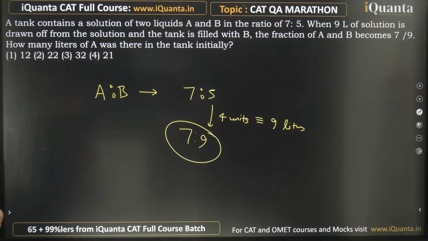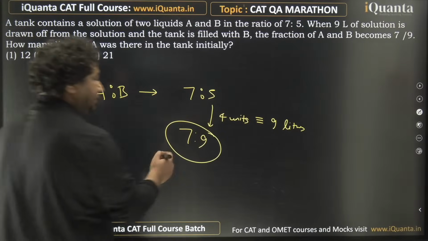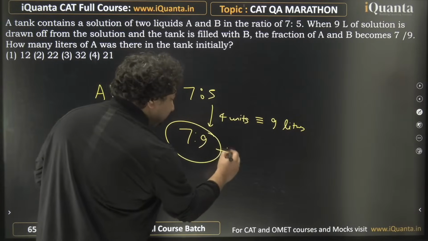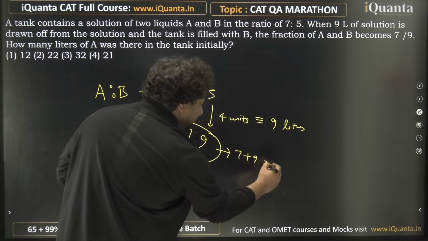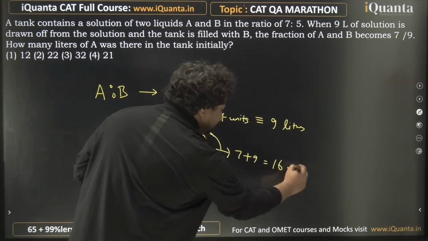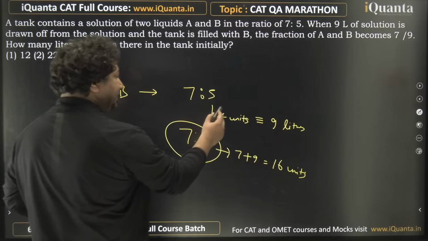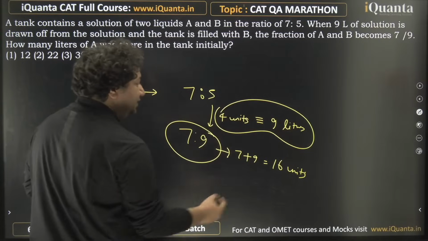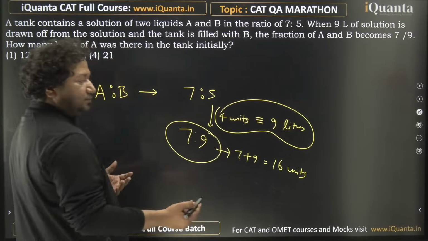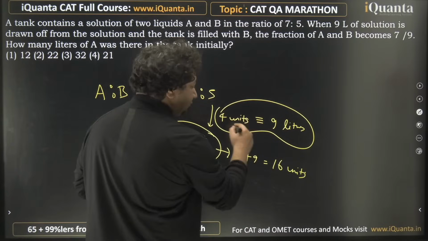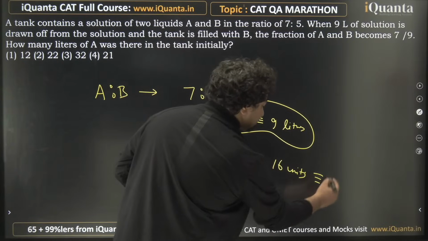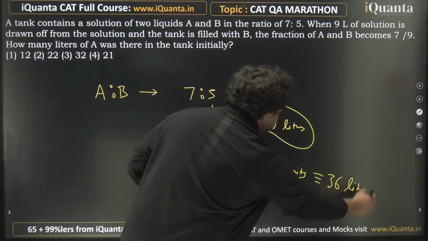All right. What does that mean? This total is 7 plus 9 units, or we can say 16 units. So if 4 units is 9 liters, then 16 units will be how much? 4 times 9, 36 liters. Am I right?